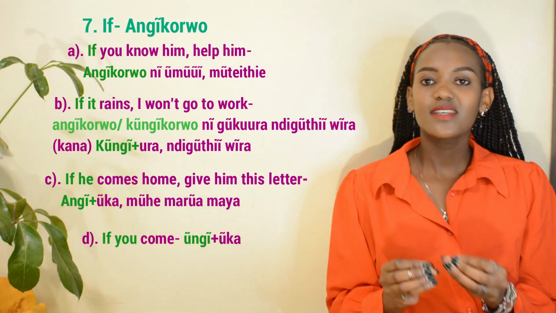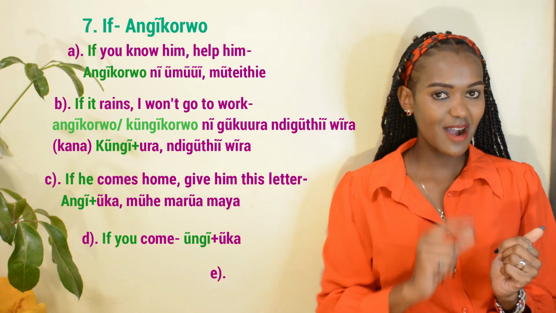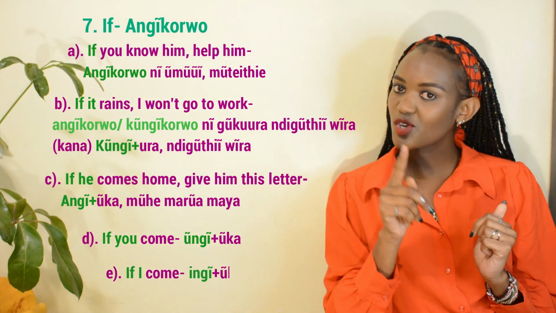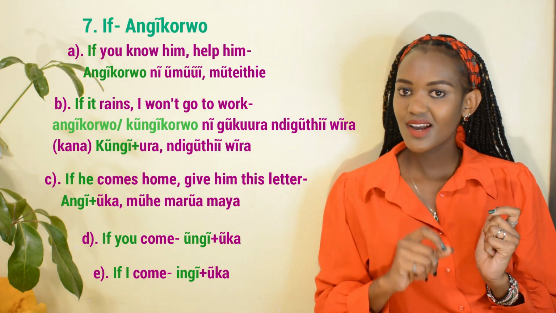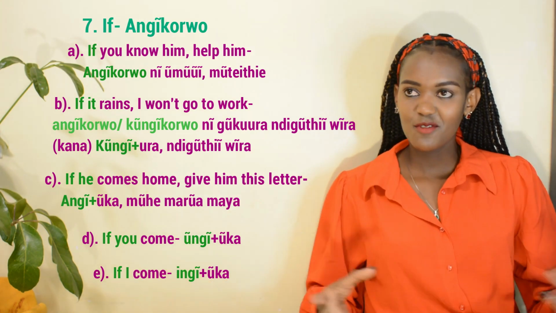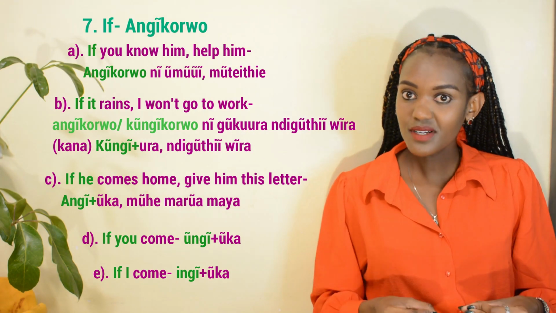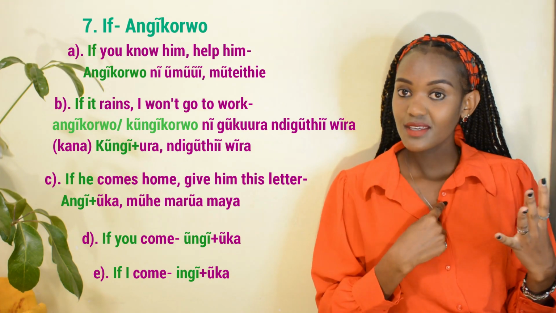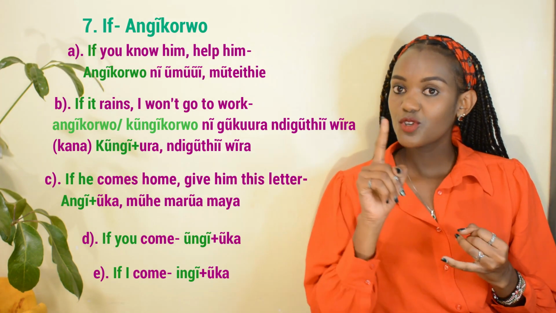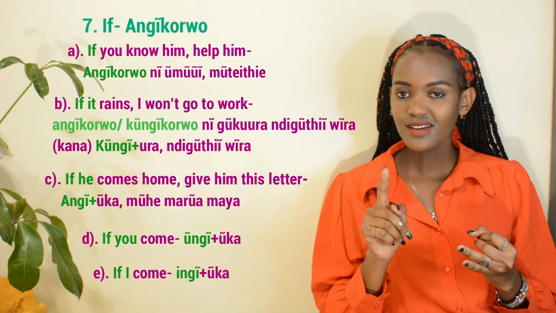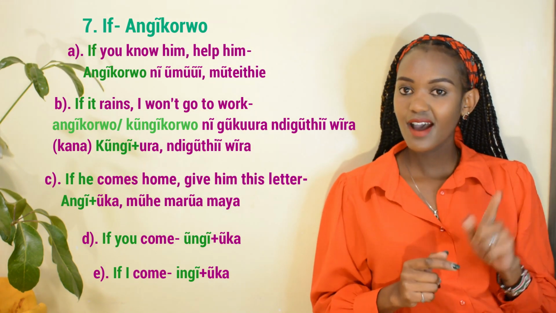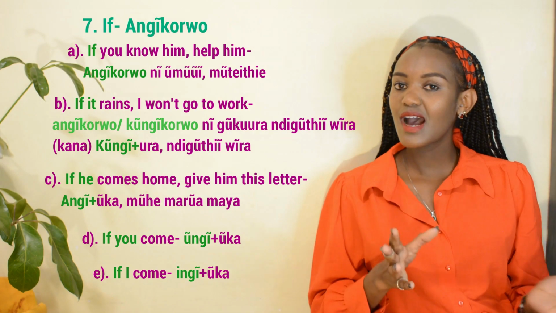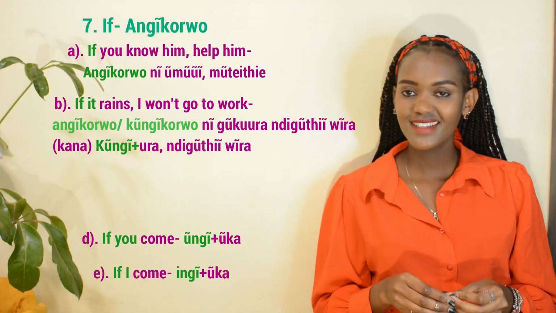If I wanted to say, if you come, I'll say ũngĩũka, ogioka. And then if I wanted to say if I come, then I'll say igioka. So for me it will be igioka, for you it will be ogioka, for him or her I'll say agioka or Kamau agioka. Alright? Omuhe marua maya.